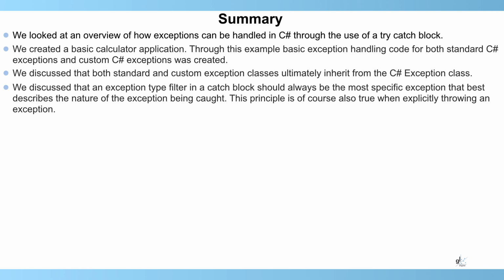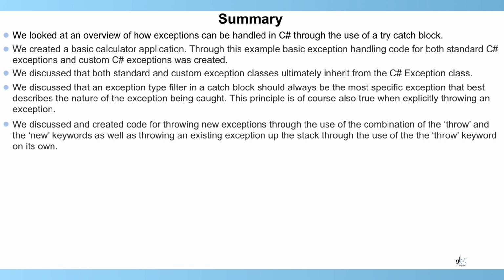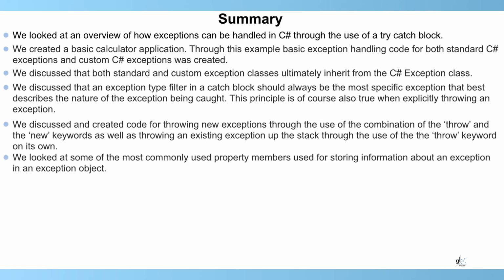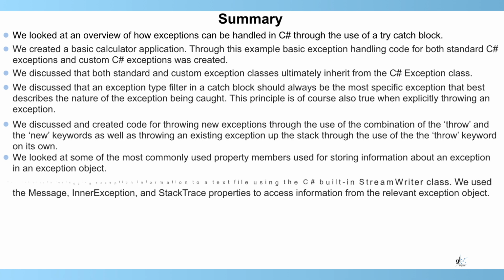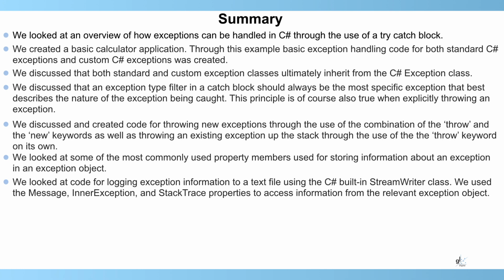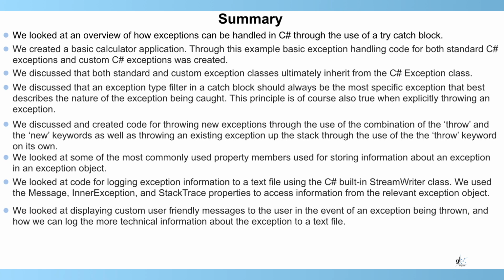We discussed and created code for throwing new exceptions through the use of a combination of the throw and the new keywords, as well as throwing an existing exception up the stack through the use of the throw keyword on its own. We looked at some of the most commonly used property members used for storing information about an exception in an exception object. We looked at code for logging exception information to a text file using the C# built-in StreamWriter class. We used the message, inner exception, and stack trace properties to access information from the relevant exception object. We looked at displaying custom user-friendly messages to the user in the event of an exception being thrown, and how we can log the more technical information about the exception to a text file.